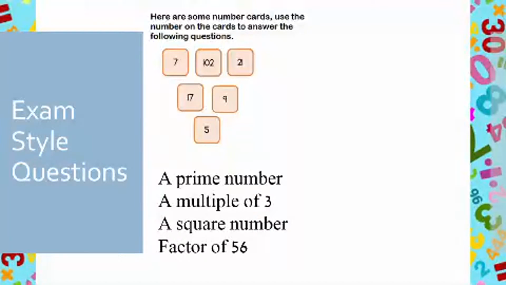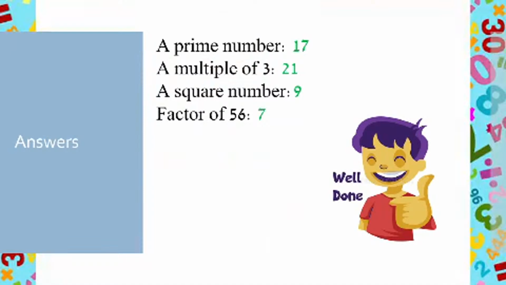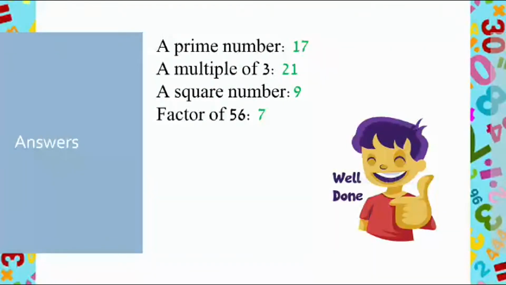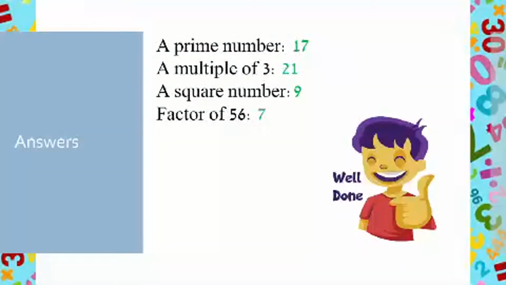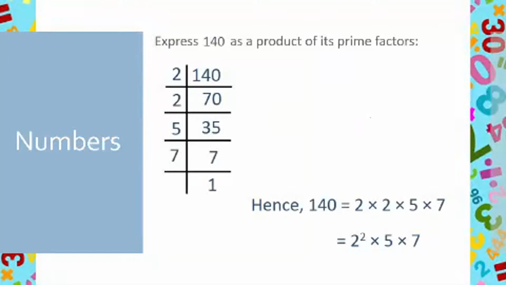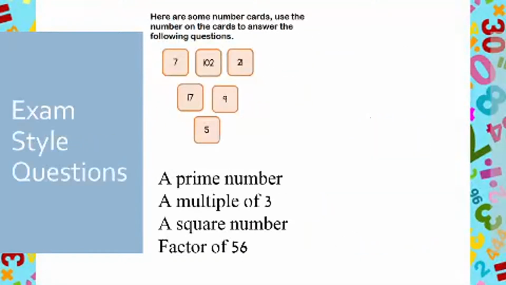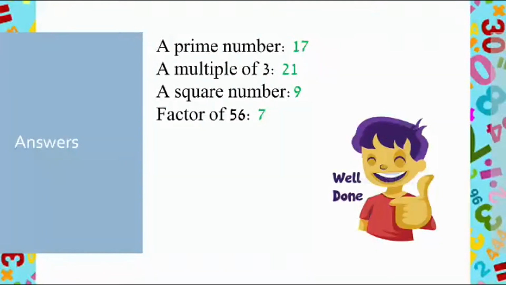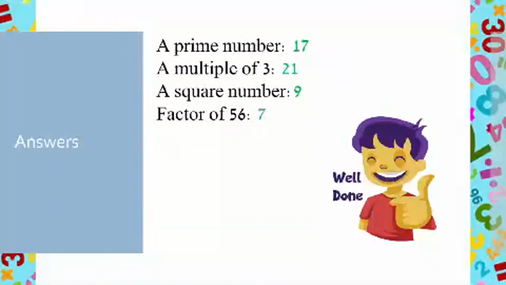So here a prime number from the list could be 17. You can write any one out of the prime numbers. A multiple of 3 is 21, which was given here on the list. A multiple of 3 could be 9 as well, but I have picked 21 and written it. You can choose any one number from the list and write. A square number over here, and a factor of 56.